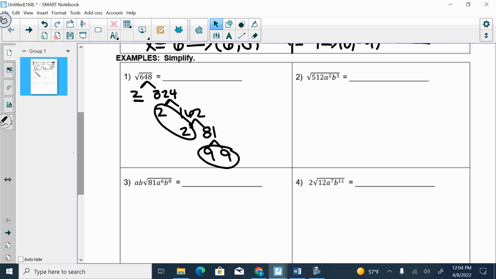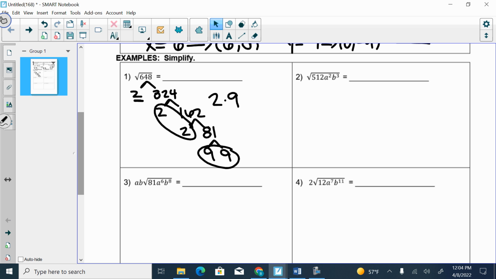But is this 2 going to have a pair? No, it's left over, right? So remember, if we find a pair for it, that means we get to take it out. So I get to take out a 2, and I take out a 9. Well, if I take out 2 things, what do we do with them?